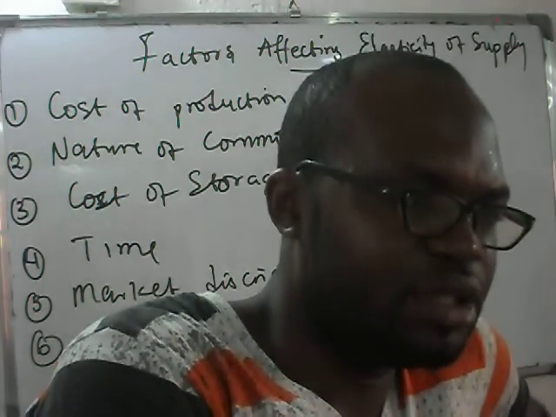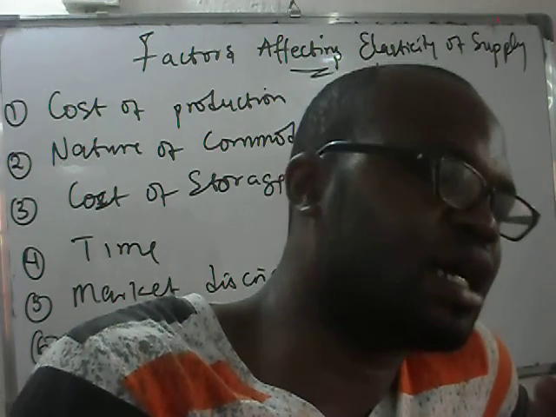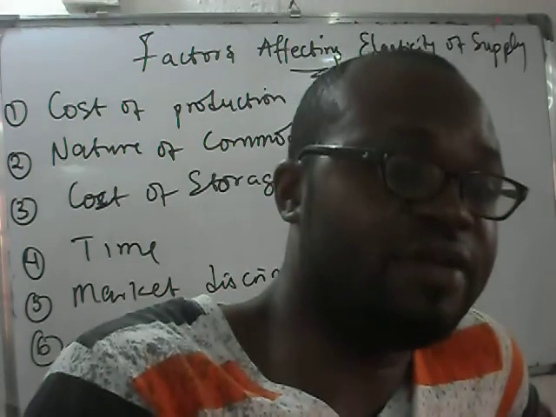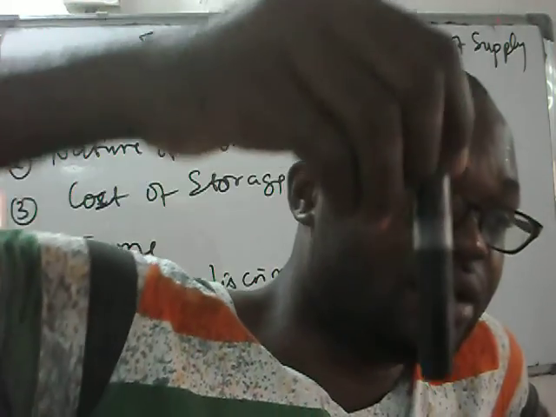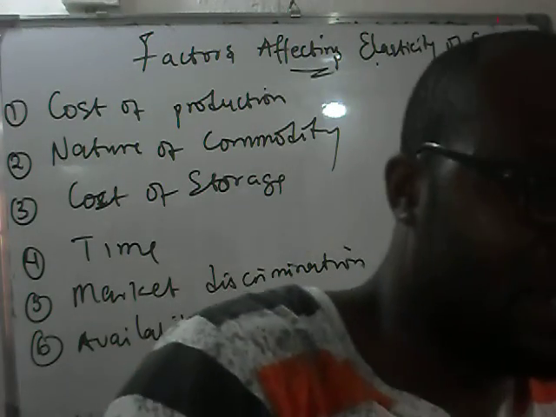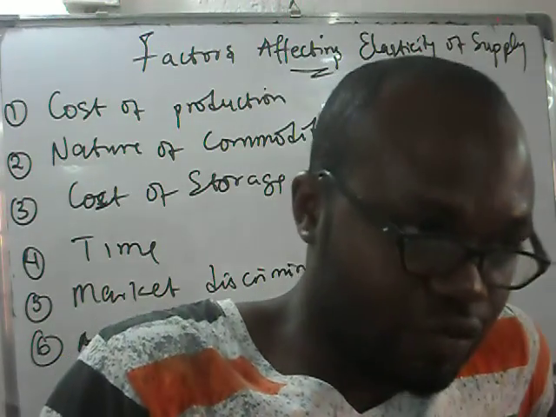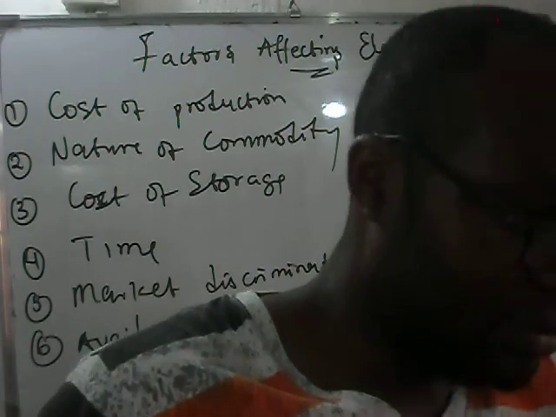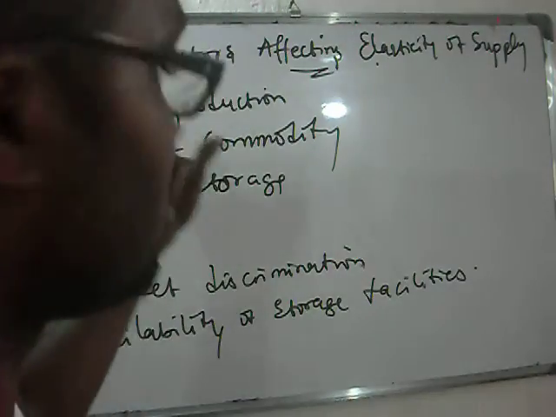Is that clear? If you are the person that is making this marker, and all of a sudden there is a little change in the price of this marker, or there is a large change from 10 naira to 20 naira, what are those factors that determine how you will either reduce the amount of goods you supply to the market or increase the amount? What are those things? Number one is what we call cost of production.